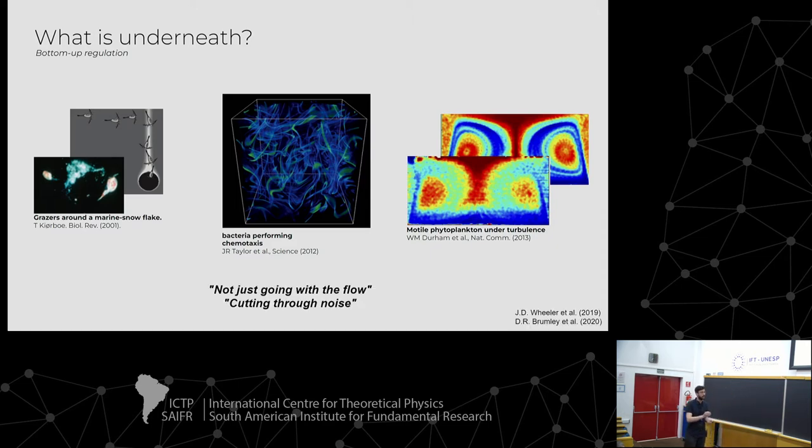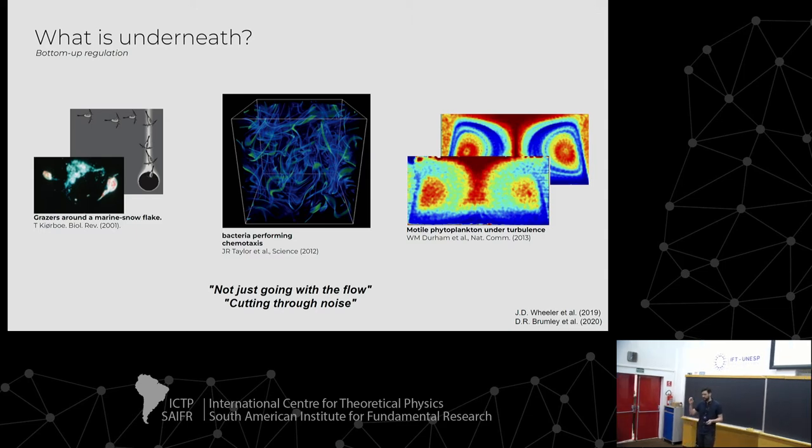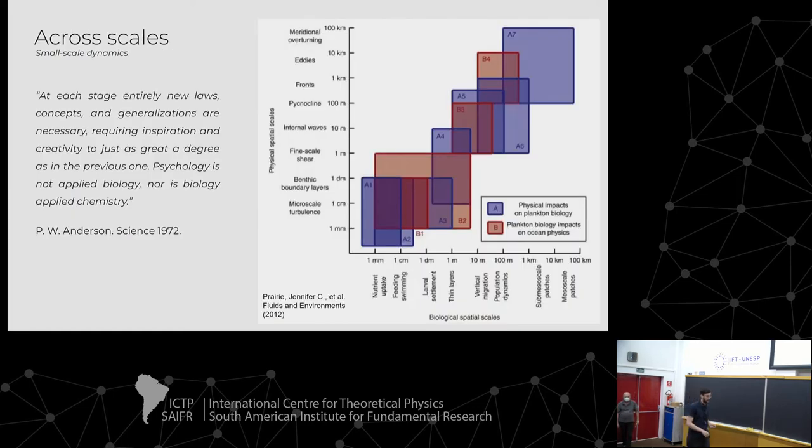The thing is that individuals are not just going with the flow, and they can cut through noise. This type of thing is very well explained in two recent reviews, one by Taylor and one with Simon. They explore the idea that this is actually possible, and that we have complex structure also at the macroscopic scale. And so we have a problem of scale.